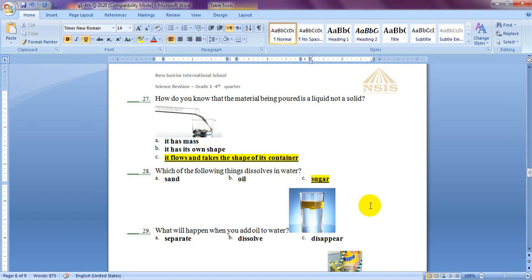29. What will happen when you add oil to water? What's happening here in this picture? Separate, dissolve, disappear. It's so clear here. It doesn't dissolve in water. It stays up, floats, or separate. So it's letter A.